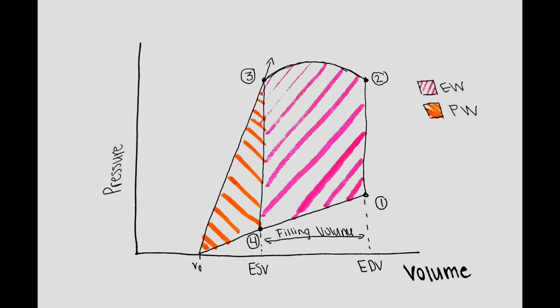Today I'll be talking about pressure-volume loops and the time domain in relation to the heart. Taking a look at point number 1 on the graph, this occurs right after filling of the left ventricle. It is also called the end diastolic volume.